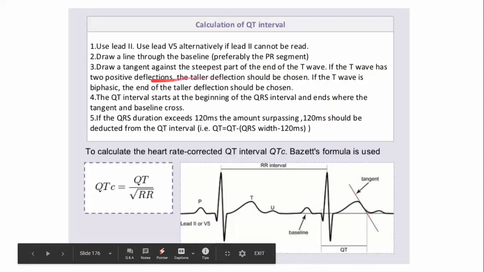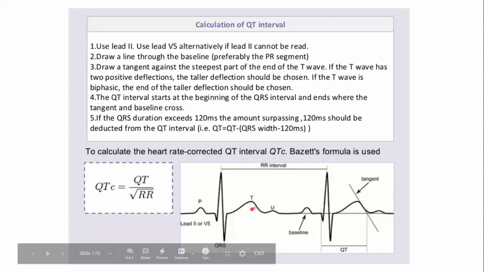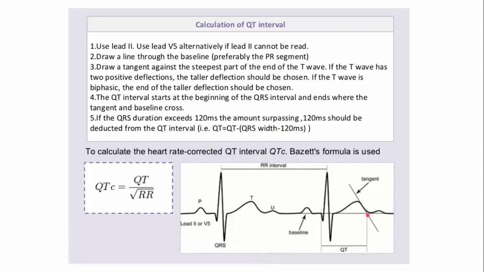If the T has two positive deflections, use the tallest one. So the QT interval starts at the beginning of the QRS. Here's the beginning of the QRS, right there, and it ends where the tangent and the baseline cross. It's supposed to end where the tangent and the baseline cross, right there, boom.